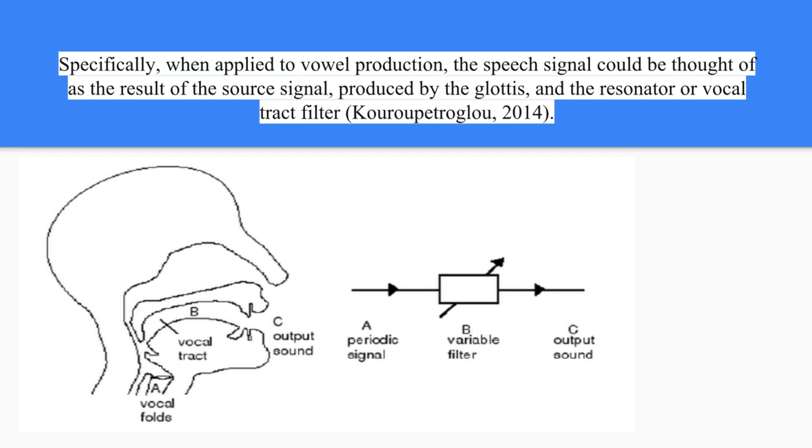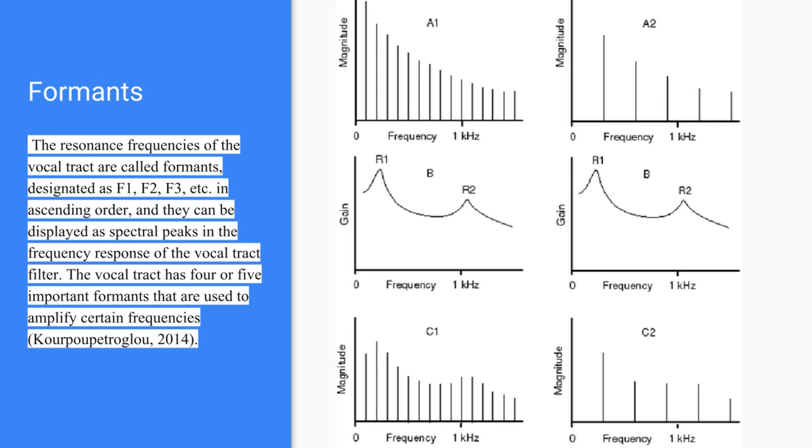Specifically, when applied to vowel production, the speech signal could be thought of as the result of the source signal produced by the glottis, and the resonator or vocal tract filter, known as the filters or formants, F1 and F2. The formants, the resonance frequencies of the vocal tract, are called formants. Designated as F1, F2, F3, etc., in ascending order, they can be displayed as spectral peaks in the frequency response of the vocal tract filter.